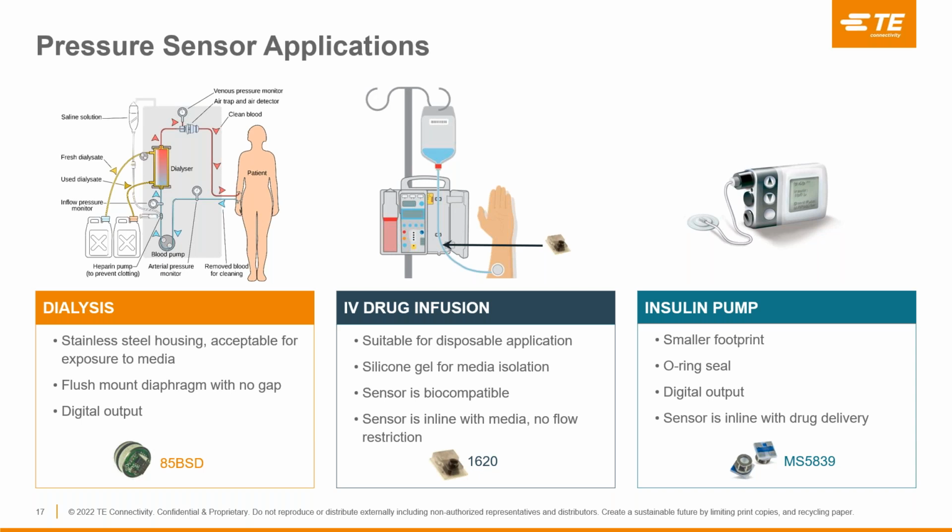In the middle, we have the 1620 disposable pressure sensor, which is ideal for infusion pump applications. The 1620 is biocompatible and has silicone gel for media isolation. And the sensor is designed to be in line with media, so there's no flow restriction. For smaller footprint applications like insulin pump, the MS5839 pressure sensor has an O-ring seal, can provide digital output, and it can also be used in line with drug delivery.